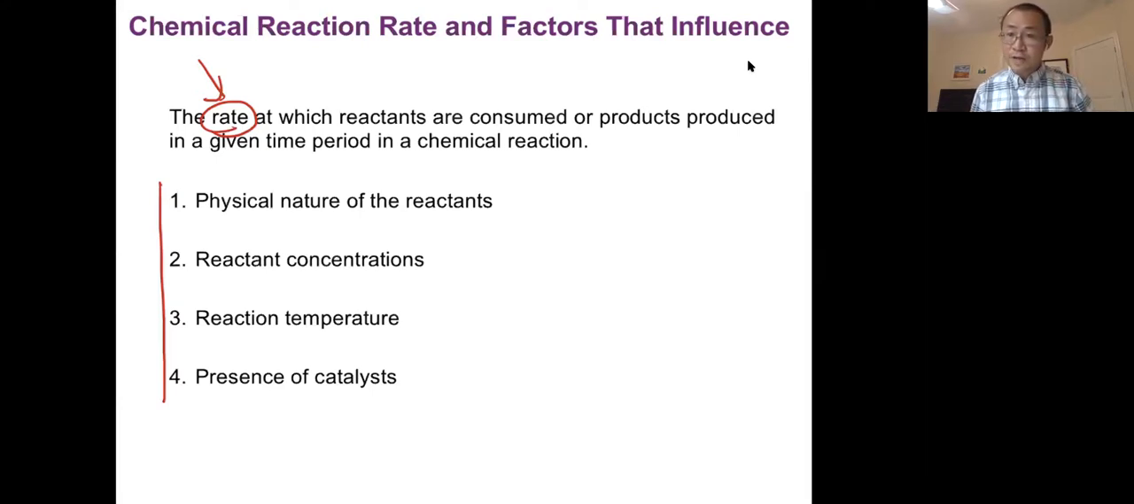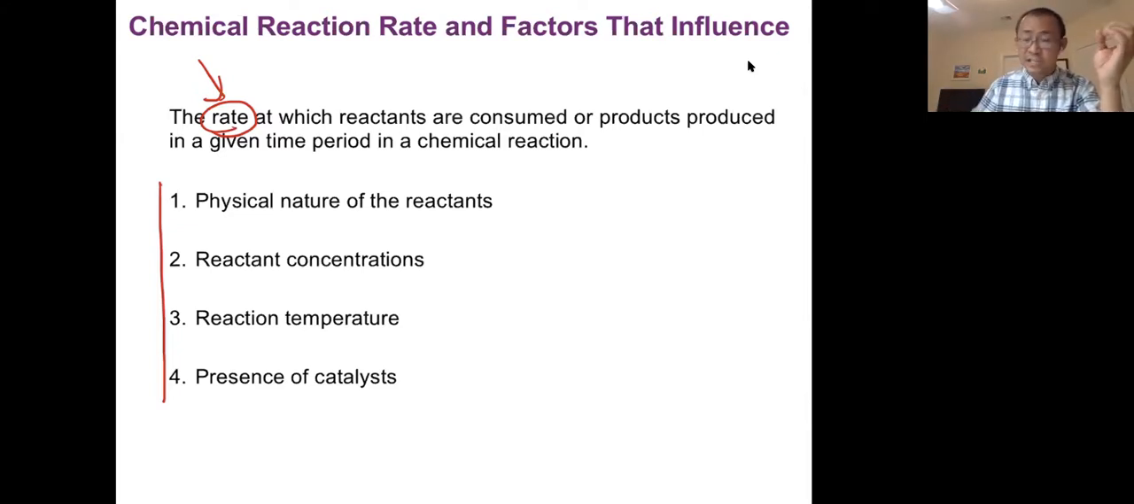You have to memorize these four factors. The first one is the physical nature of the reactants. The second one is the concentration of the reactants. The third one is the temperature. The last one is whether a catalyst is present or not. Again, you have to memorize these four factors, not word by word, but you have to know them: physical nature, concentration, temperature, and catalyst. So let's take a look one at a time.